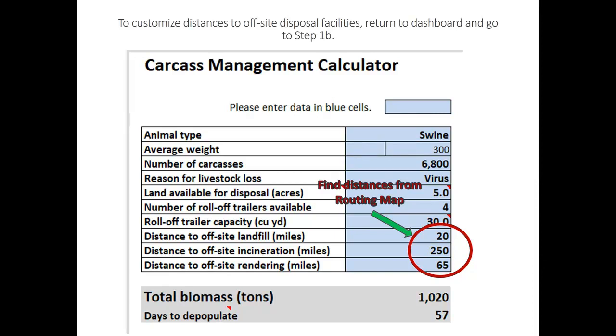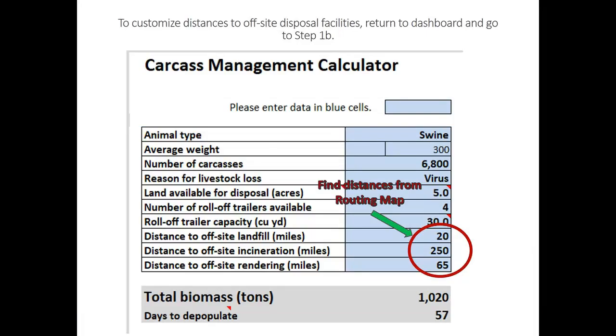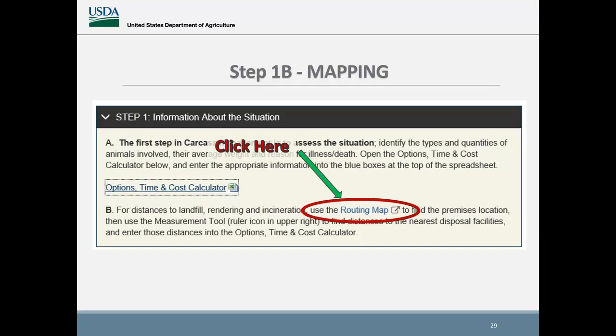They also have access to 4 roll-off containers. They know where they could rent 4. They're 30 cubic yard containers, and they are some distance away from landfills, rendering, and incineration, but they don't know off the top of their heads exactly how far. So the user would download and save this Excel spreadsheet on their personal computer, because we are not saving any data that's entered into this on the APHIS website. In order to save that, you would have to download it to your computer.